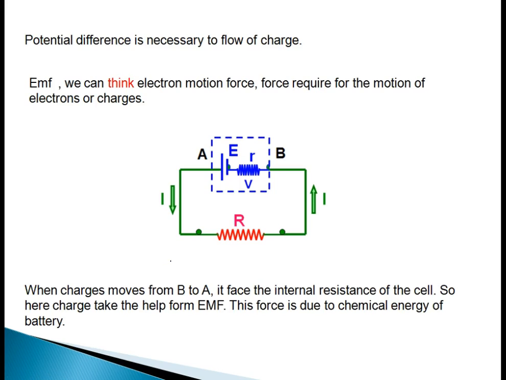Okay, next, the same thing which I told you. Potential difference is necessary for the flow of charge. EMF, I told you in the very first, you can think electron motion force, but it is not that. It is not a force. But you can think of it as the force required for the motion of the electron or charge. And when charge moves in the cell, it faces the internal resistance of the cell because cells have chemicals. So here the charge takes the help from the EMF. This force is due to the chemical energy of the battery.